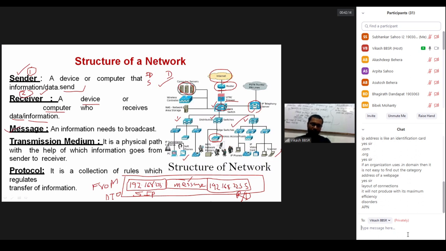Then come to the message. Already I have discussed. This is called the message. What you write, either text or video or audio or anything. Then if the sender is ready, the message is ready, and the receiver IP address is ready, the next step is to send. But in order to send, you require the transmission media.